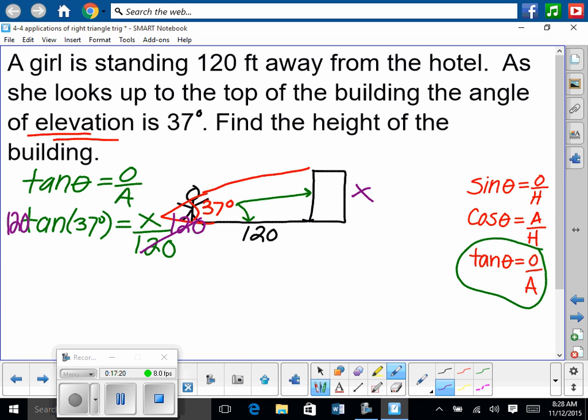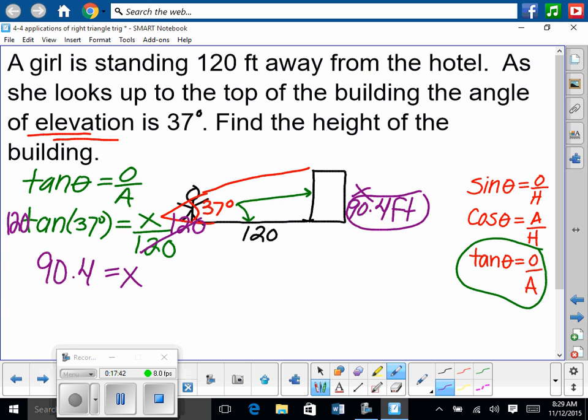That is the height. Type it into your calculator. 120 tangent 37. 90.4. So 90.4 is equal to x. And were we talking feet, inches, what? Feet. So 90.4 feet, and that's our answer.